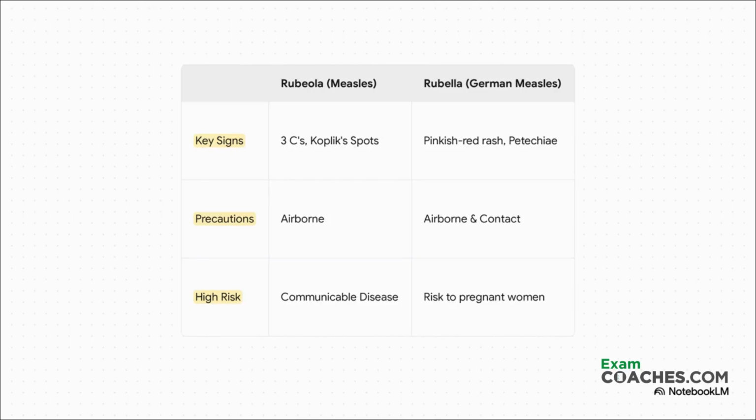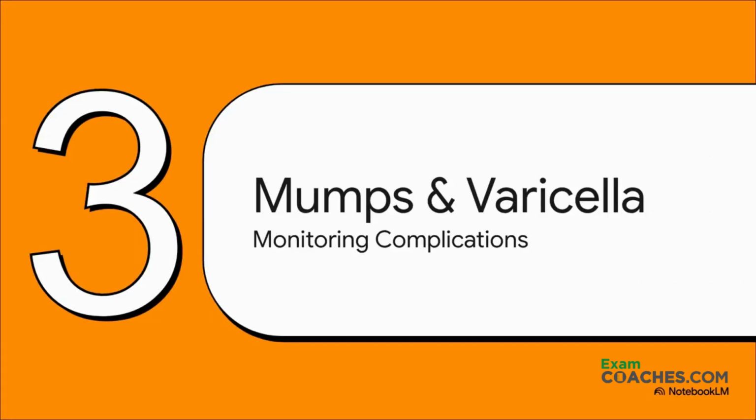For rubella, the rash is a bit different, but the huge, flashing red light is the risk to pregnant women. Your absolute top priority is to isolate that child from anyone who might be pregnant. All right, let's move on to our next pair and see how this framework keeps building. With mumps and chickenpox, after you've handled that initial isolation, your focus has to shift to watching like a hawk for some very specific and very serious complications.